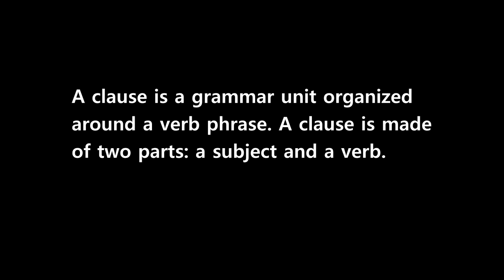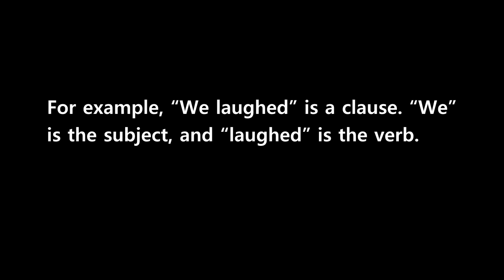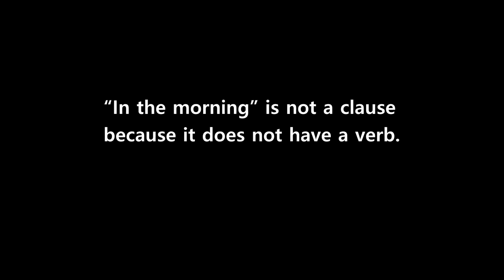First, let's review some terms and their meanings. A clause is a grammar unit organized around a verb phrase. A clause is made of two parts, a subject and a verb. For example, we laughed is a clause. We is the subject and laughed is the verb. In the morning is not a clause because it does not have a verb.